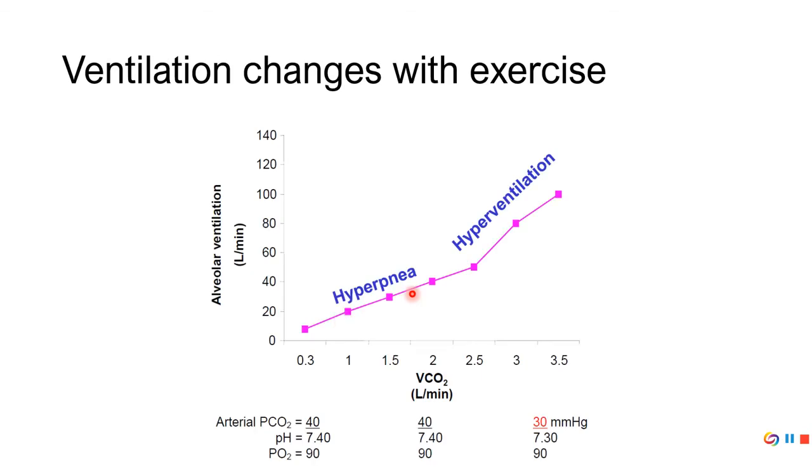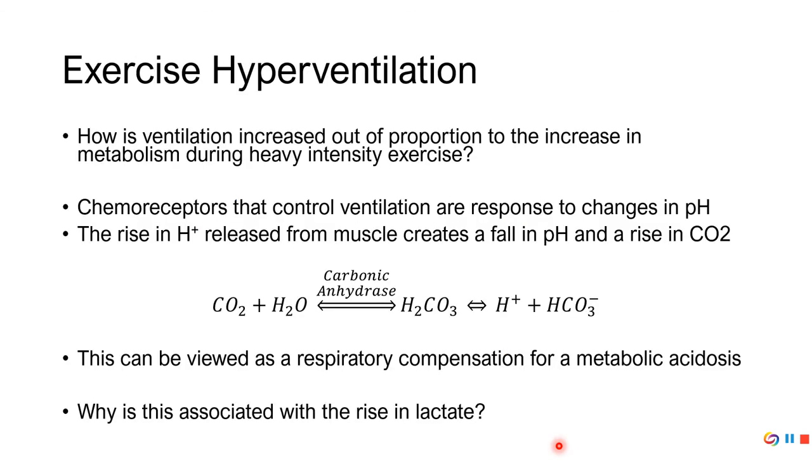But notice we get to this hyperventilation state. Okay, when we start to hyperventilate, our CO2 actually drops. Okay, and this is dropping to counteract our pH. Because our pH is also dropping, or has also dropped due to the hydrogen ion production. Okay, and so we call this exercise hyperventilation.